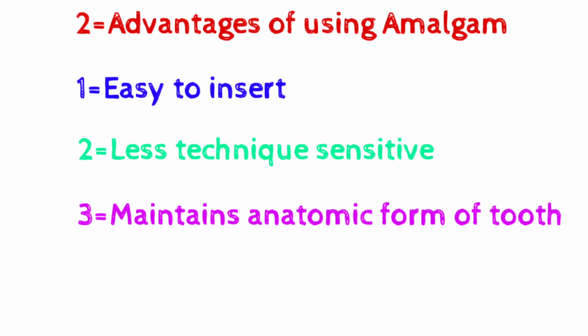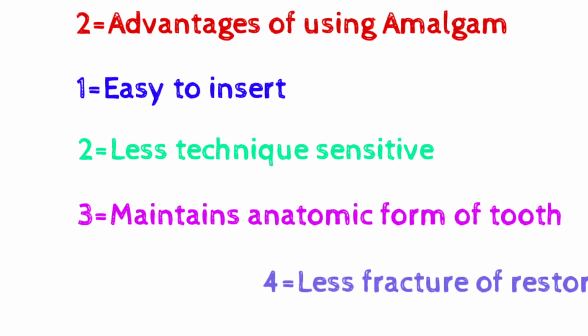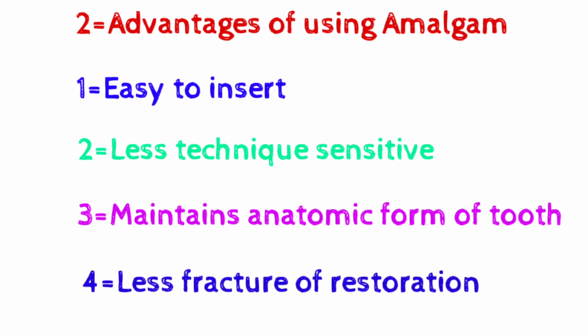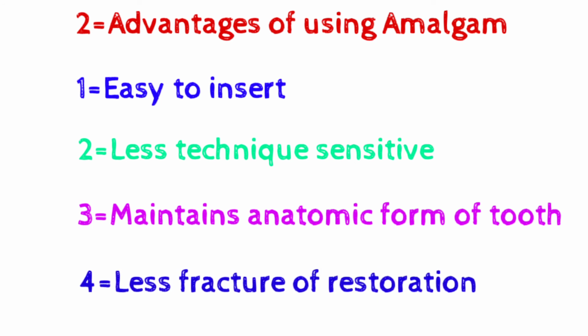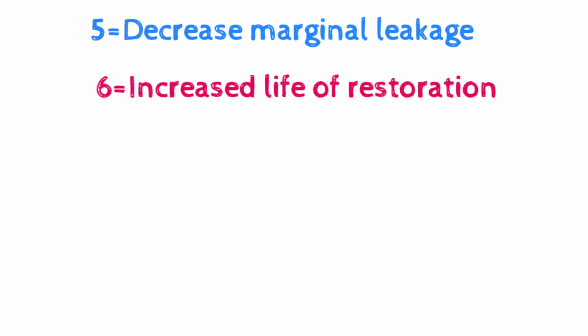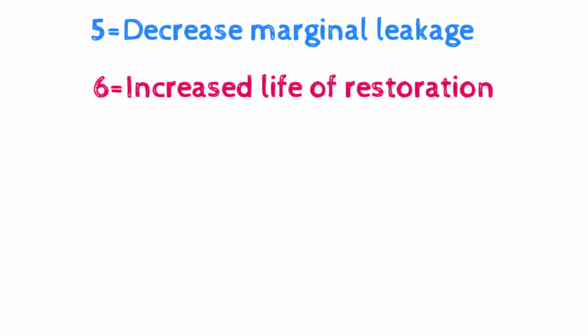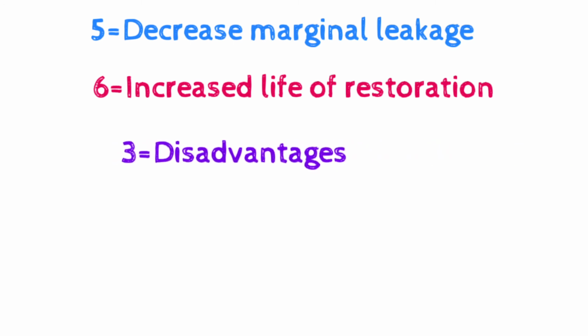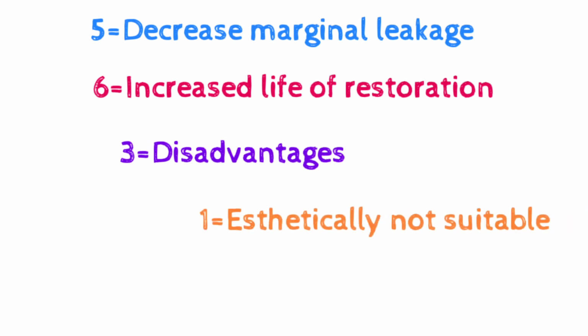Third, maintains anatomic form of tooth. When we restore with amalgam, we can build cusps and grooves. Fourth is less fracture of restoration. Amalgam restoration has less chance of fracture. Number 5 is decreased marginal leakage. In amalgam, corrosion products come between the restoration and tooth margins, and they fill the marginal leakage. And 6 is the increased life of restoration, as amalgam is a long life restoration.